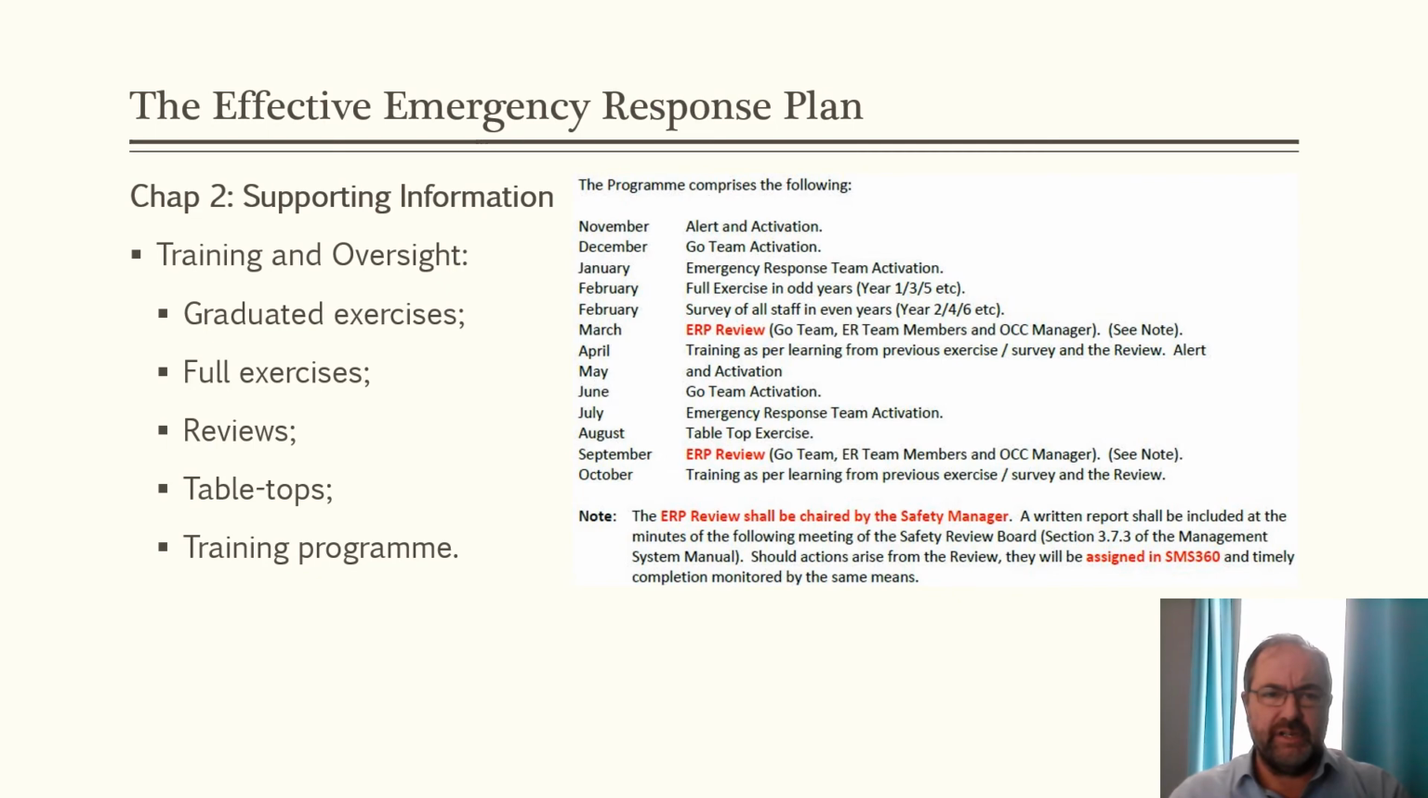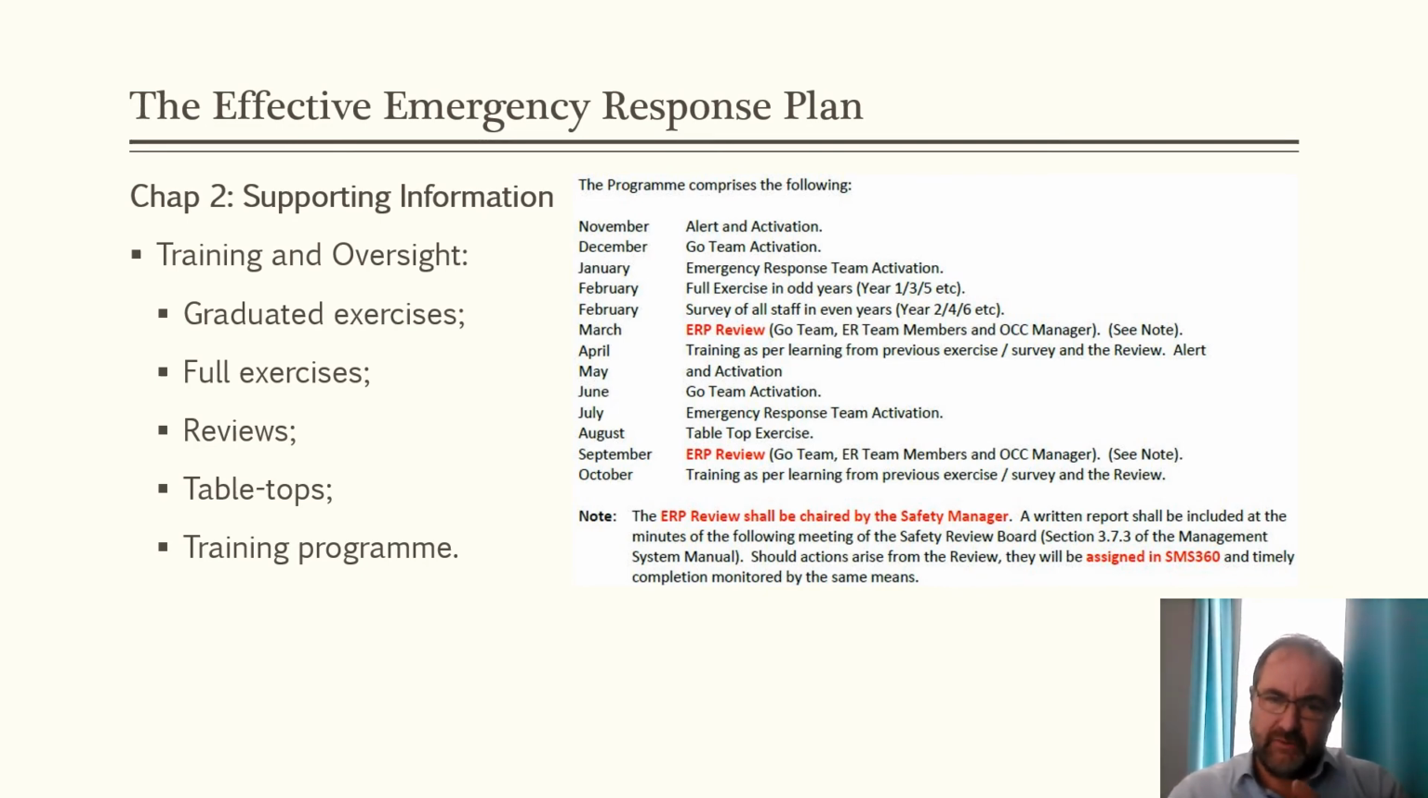The next element is training and oversight, and for this there are 2 things I really want to pull out. Reviews. When you graduate your training, so initially you would actually test the notification chain, the timings and the accurate passing of information. Through graduated exercises every second year, do a full call out, involve third parties if you can.